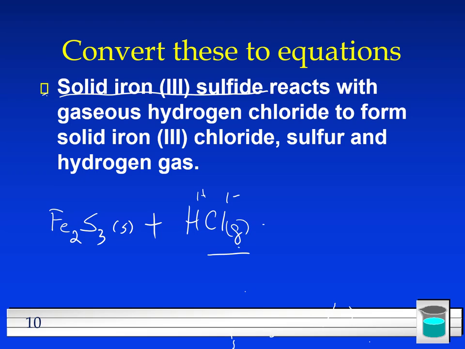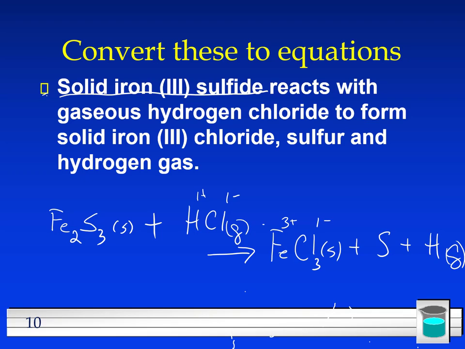To form solid iron 3 chloride. So it's iron 3, so that means iron 3 plus. Chloride is Cl with a 1 minus charge. Those don't add up to 0, so we crisscross, get FeCl3. And to say it's solid, I put an S there. And sulfur and hydrogen gas. And that's almost right. Something's wrong here.